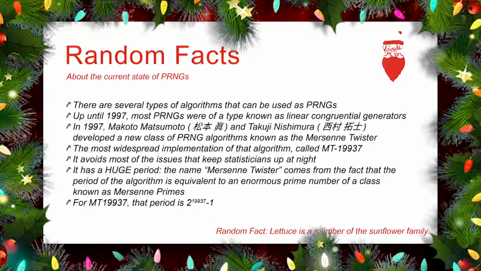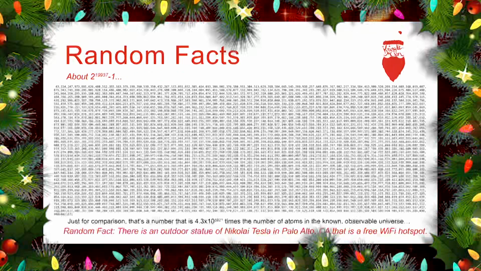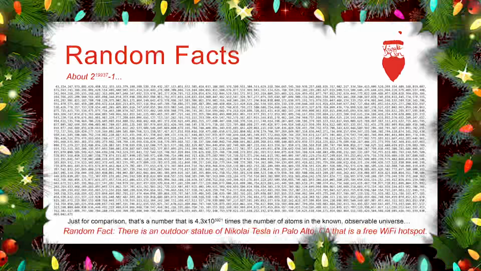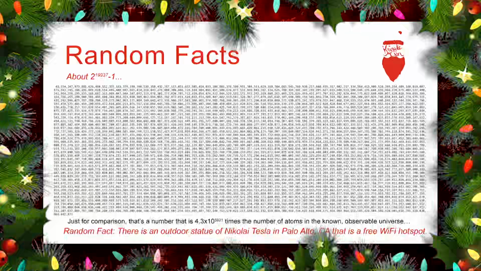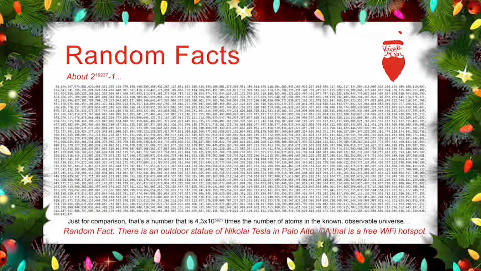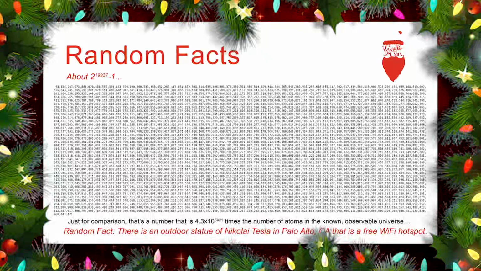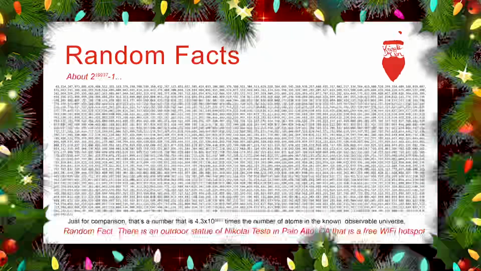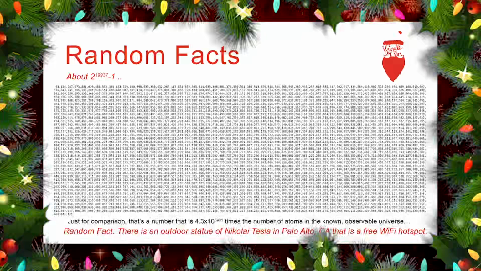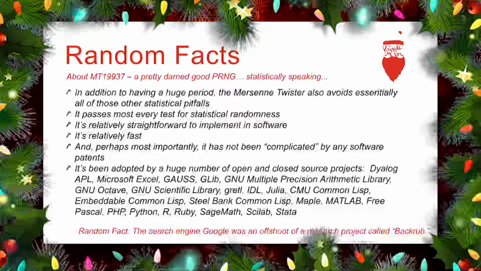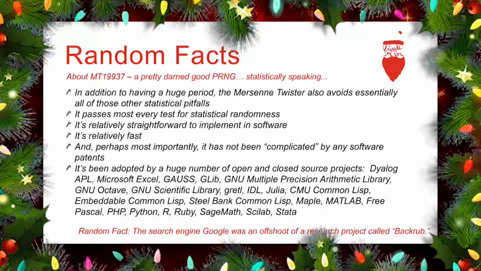Now let's just take a look. Here is that number. It's a huge, huge period. Just for comparison, that's a number that is about 4.3 times 10 to the 5,921st power times the number of atoms in the known observable universe. That is a big, big number, and it gives the Mersenne twister an enormous period. That's the amount of numbers that it can generate before it will begin generating the same sequence again.